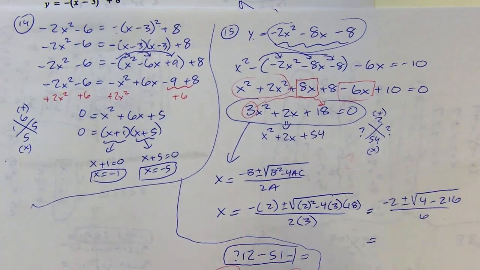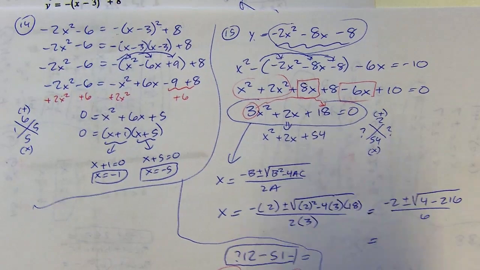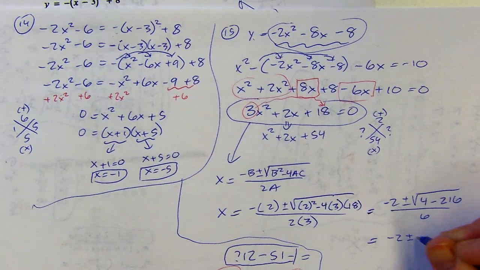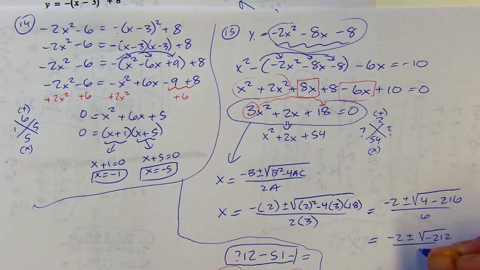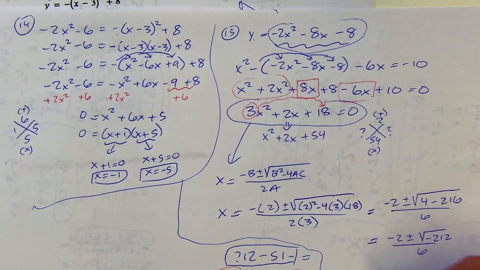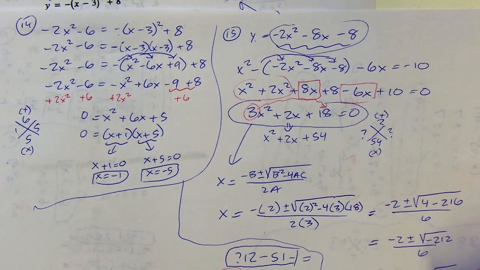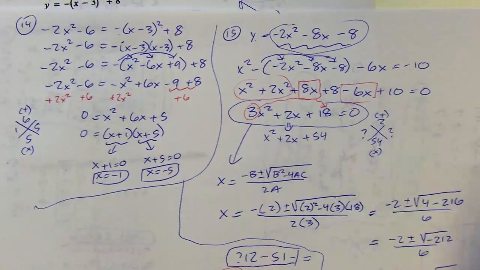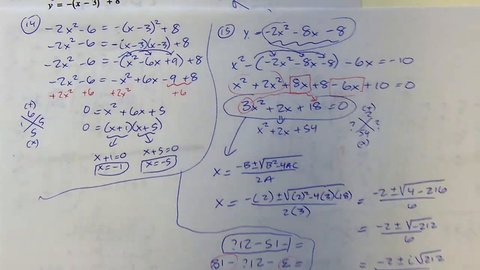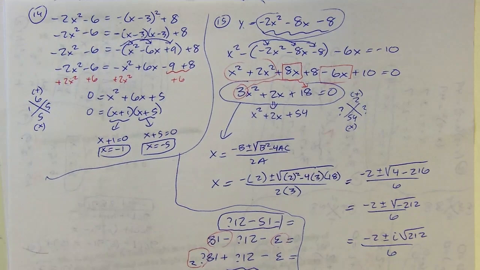Okay, all right. Negative 2 plus or minus square root of negative 212 over 6. And I can rewrite that as i root 212, right? Because the square root of negative 1 is i. Okay, and I'm going to start breaking down the 212. Oh, sorry, I'm off screen. I'm going to start breaking down the 212 and seeing if I got any twins in there. See if I can simplify that.